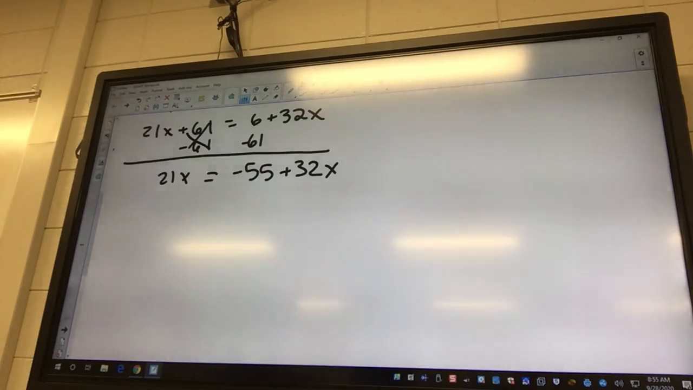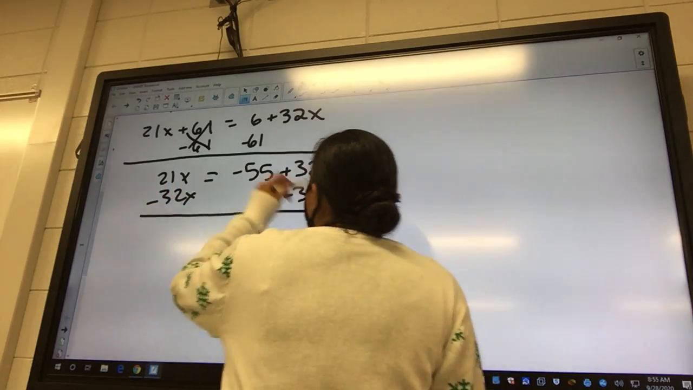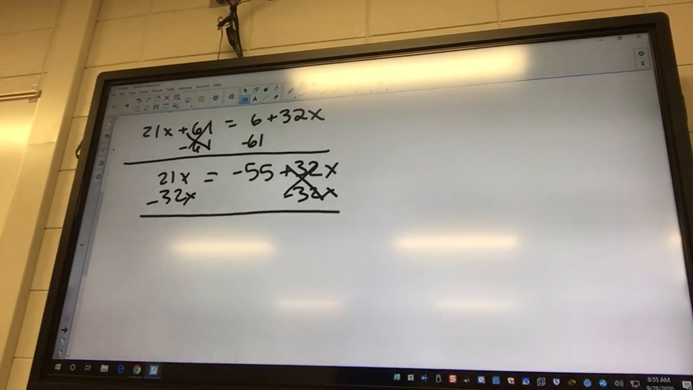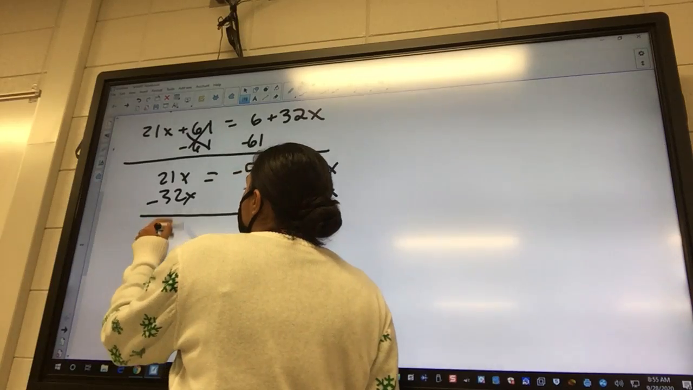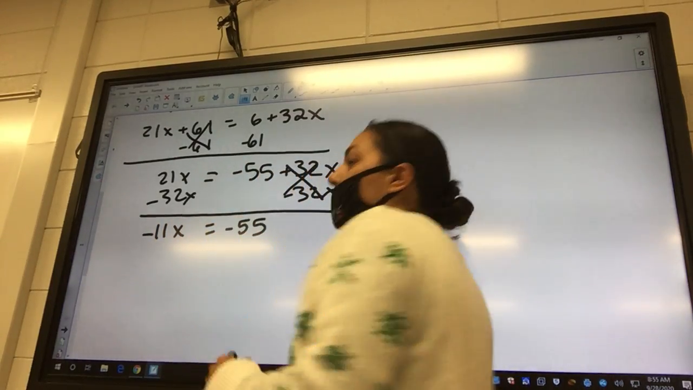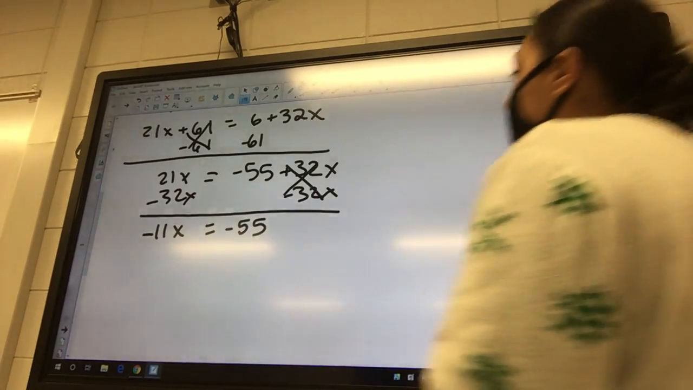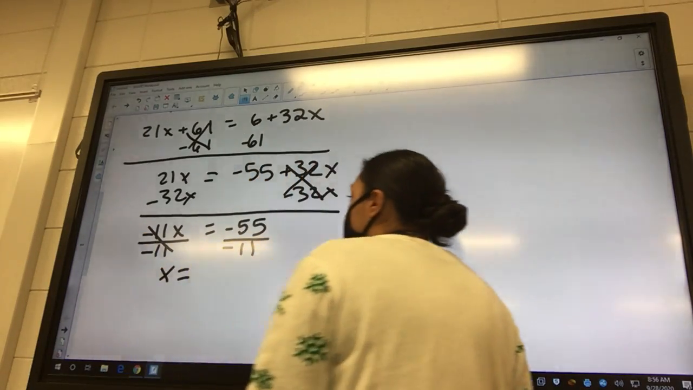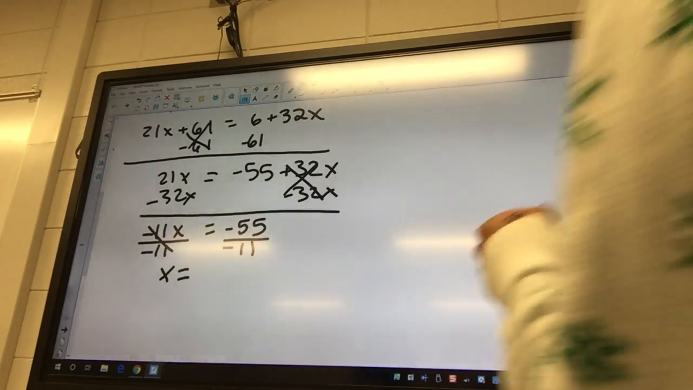Okay, so I need to move all my letters to the left. So I'm going to say minus 32x, minus 32x. On the left, I got 21x minus 32x to give me what? 21 minus 32. Can I calculate that? Negative 11. Yep. And our last step is going to be to divide by that negative 11. So I got x equals negative 55 divided by negative 11. Something positive. Yeah, it's going to be positive 5.